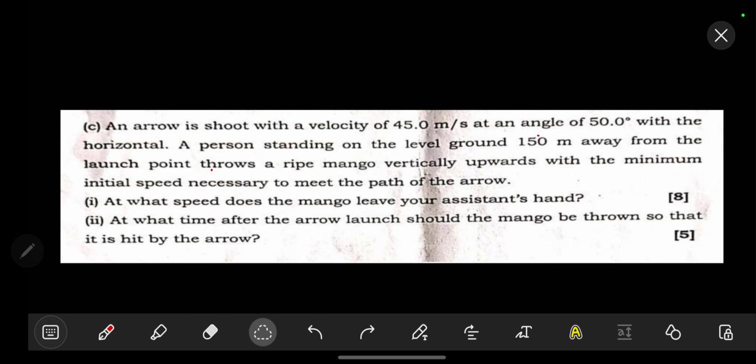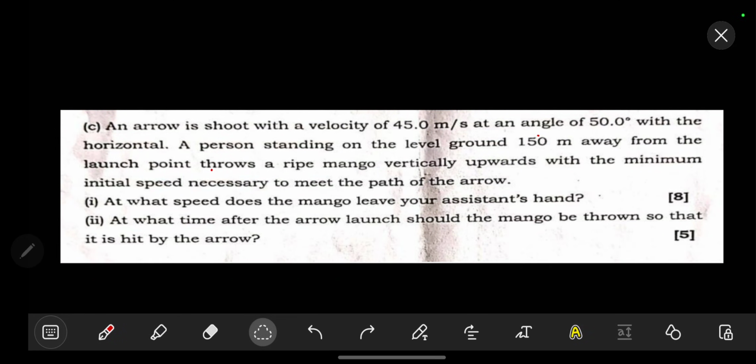Okay, let's look at this question. An arrow is shot with a velocity of 45 meters per second at an angle of 50 degrees with the horizontal. A person standing on the level ground 150 meters away from the launch point throws a ripe mango vertically upwards with a minimum initial speed necessary to meet the path of the arrow. Then we are told, at what speed does the mango leave the contestant's hand?